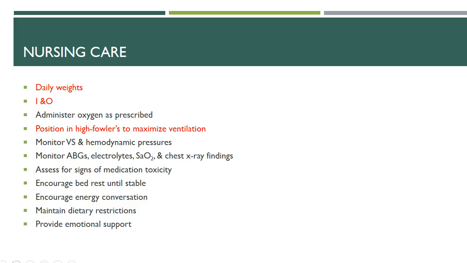Want to look at our vital signs, monitor our ABGs, of course, our oxygen level, our chest x-ray, our electrolytes. Keep assessing for signs of medicine toxicity. If they are having an acute exacerbation of heart failure, we're going to encourage bed rest until they're stable. We want to cluster our care and encourage energy conservation.